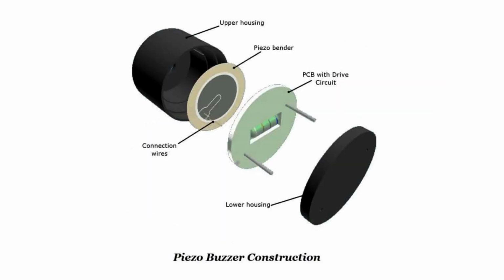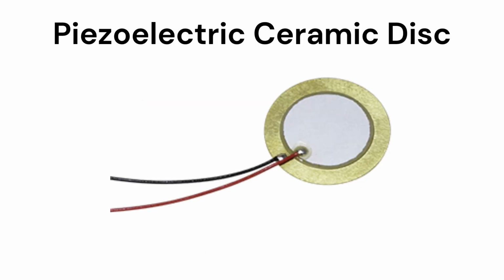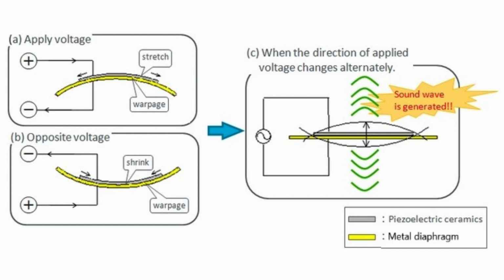A piezo buzzer typically consists of a piezoelectric ceramic disc, a metal diaphragm, a case or housing, and electrical contacts. The piezoelectric ceramic disc is the main component of the buzzer. When an electrical signal is applied to the disc, it vibrates and produces sound waves. The metal diaphragm is attached to the ceramic disc and serves to amplify the sound produced by the disc.